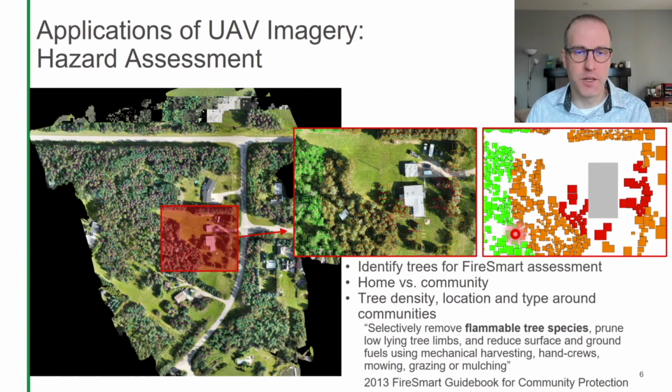The larger application of this would be to fly an entire community or the perimeter of a community, calculate density of trees around a community, because we're better at calculating density rather than identifying every single tree. So on a community scale, we're not necessarily interested in individual trees. We're interested in the distribution of trees around the community. And so this would be a very good application of this imagery.